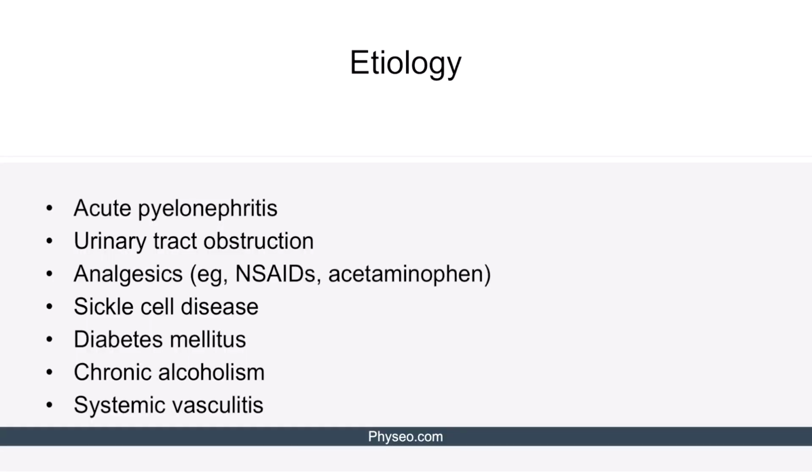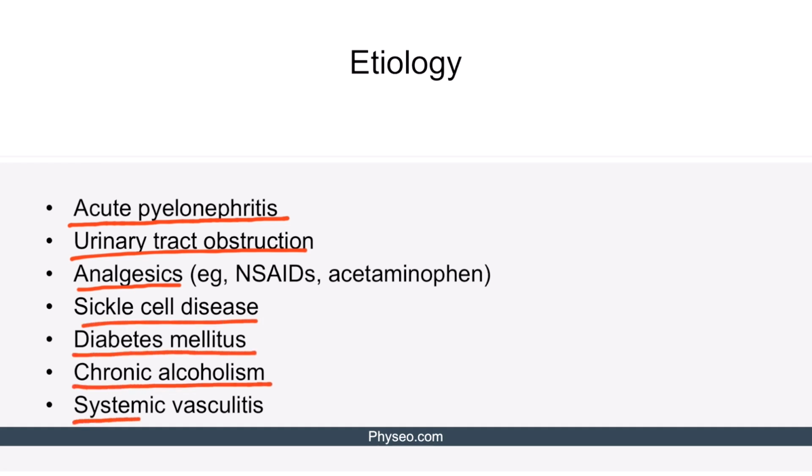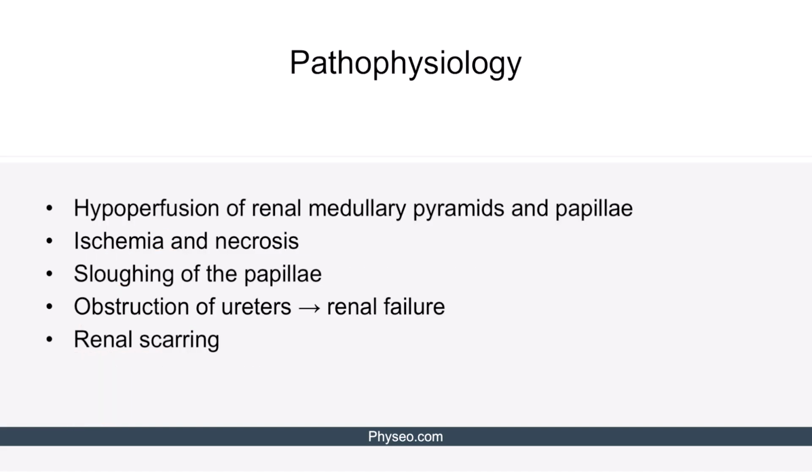Renal papillary necrosis can be caused by factors that lead to necrosis of the renal papillae, some of which are acute pyelonephritis, urinary tract obstructions, analgesics such as NSAIDs and acetaminophen, sickle cell disease, diabetes mellitus, chronic alcoholism, and systemic vasculitis. Now let's discuss the pathophysiology of renal papillary necrosis.